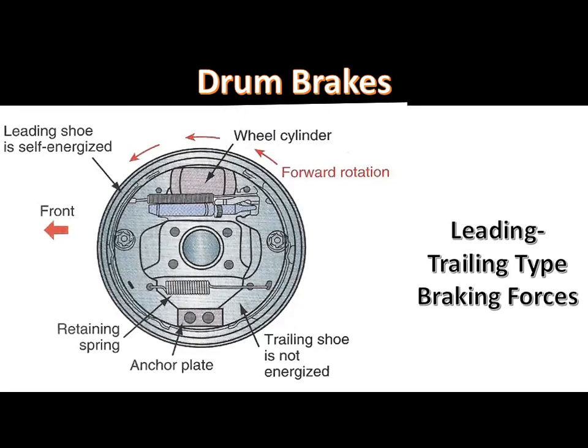In a leading trailing type brake, more of the braking force is from the leading shoe during the forward stop, and more of the braking force is from the trailing shoe during a reverse stop. Both shoes have the same length linings. The adjusting mechanism is between the upper ends of the brake shoes and contains a threaded star wheel with two extensions that fit over the upper ends of the brake shoes.